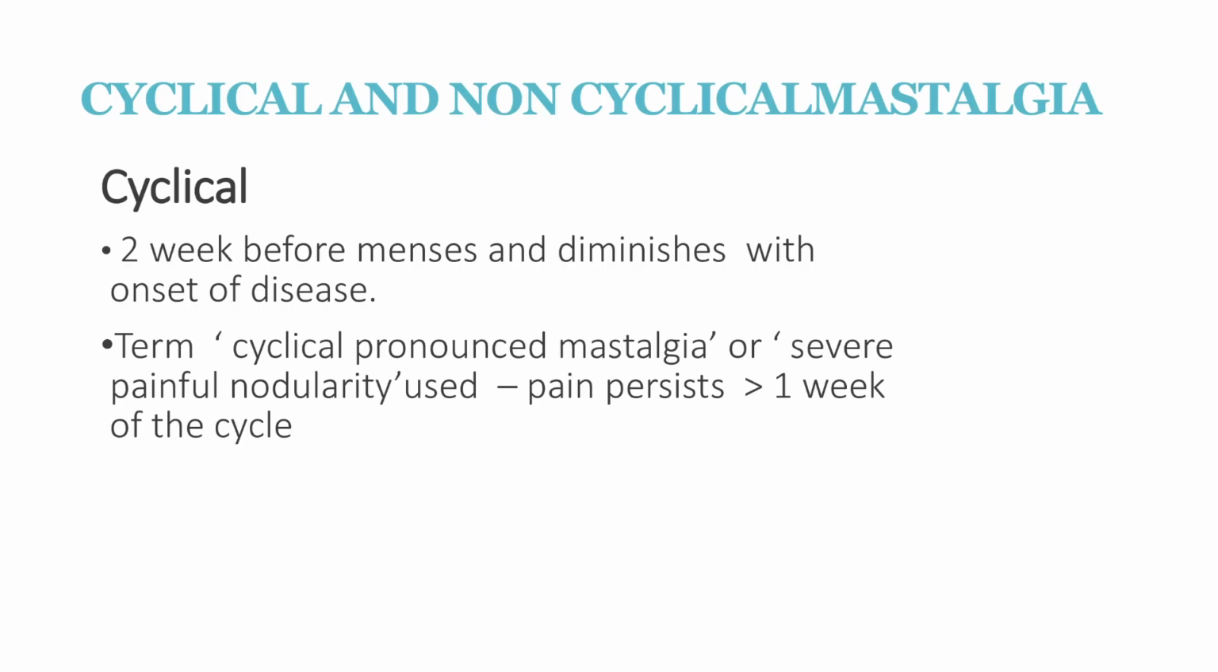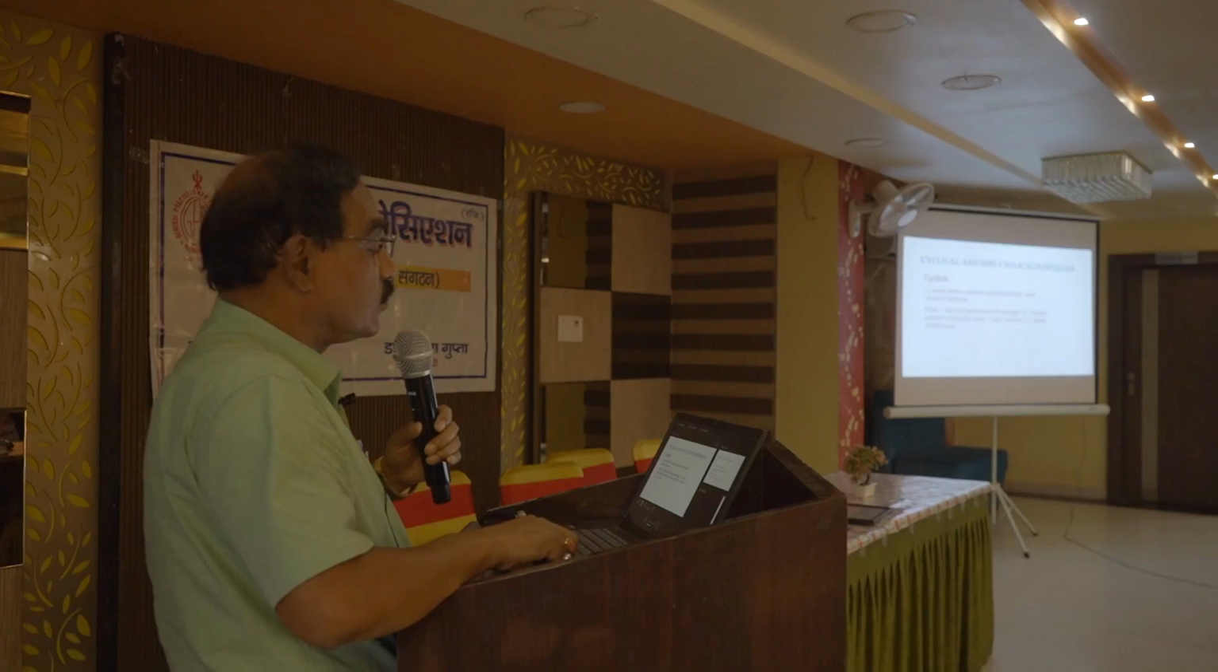Cyclic and non-cyclic mastalgia. Cyclic mastalgia happens 2 weeks before the menses and diminishes with the onset of the menses. The term cyclic profound mastalgia, or severe painful nodularity, is used when pain persists for more than a week in the cycle. So this is known as cyclic profound mastalgia.